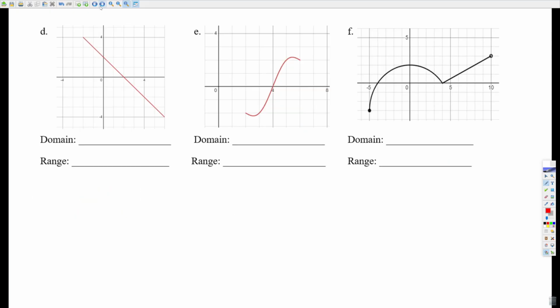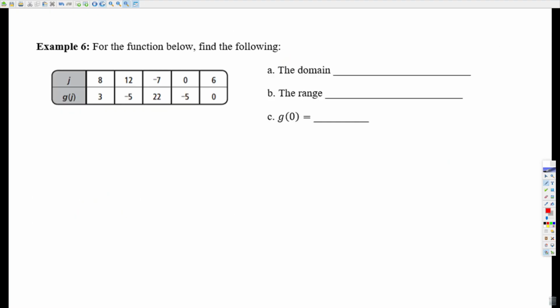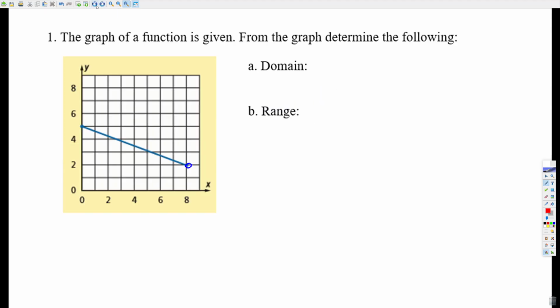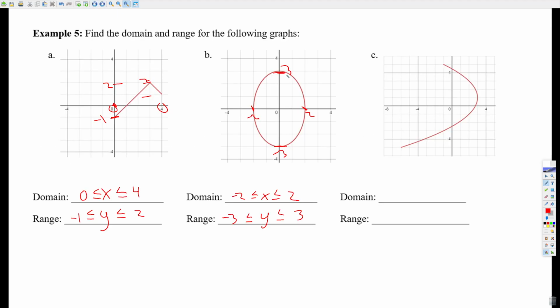So I'm going to do one more and then have you guys finish off the rest for D, E, and F. I talk about F a little bit. Then we only have a couple examples left.